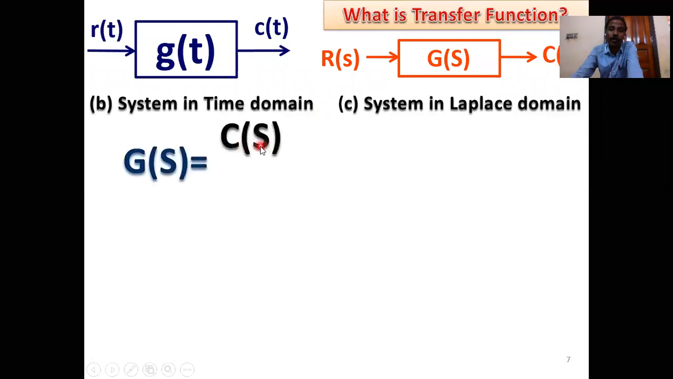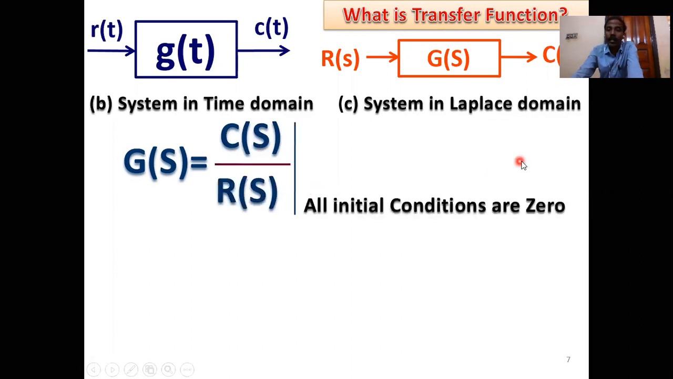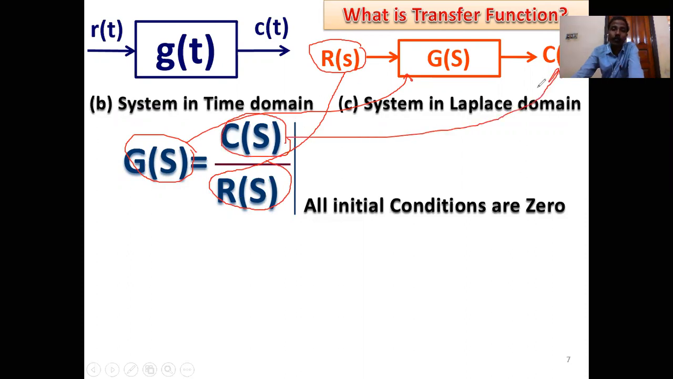So G(s) equals C(s), the output, divided by R(s), provided all initial conditions are zero. This is the definition for the transfer function. G(s) is the system gain or plant gain, the input section is also called set point or reference input, and this is the system output. So the Laplace transform of output divided by the Laplace transform of input, provided all initial conditions are zero, is called the transfer function.